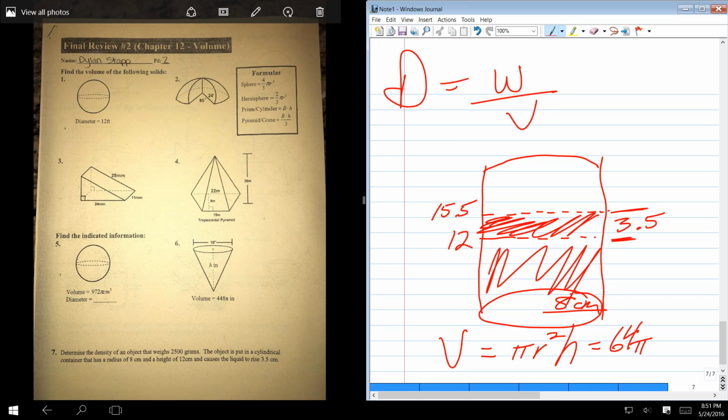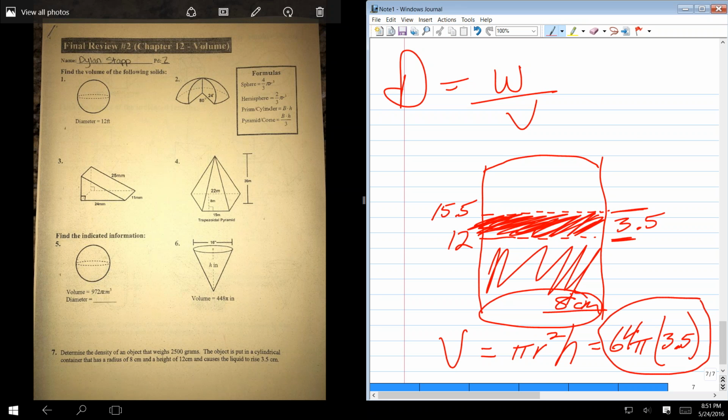3.5. Exactly. In other words, that's its own little cylinder. We can completely ignore the rest of that soup can. The only thing we need is the 12 and that 15.5. I could figure out the volume up to 15.5 and subtract the volume up to 12, and that's going to be the same answer. But it's much more direct to just take the change in height, which is 3.5, and multiply it by pi r squared.